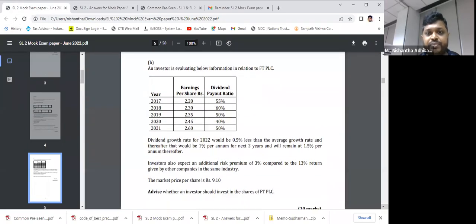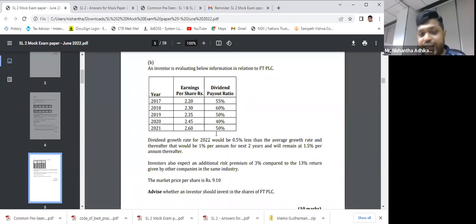Then part B. Now an investor is evaluating the below information in relation to FTPLC. Earnings per share and dividend payout ratio are given: 55%, 60%, 50%, 40%, and 50%.